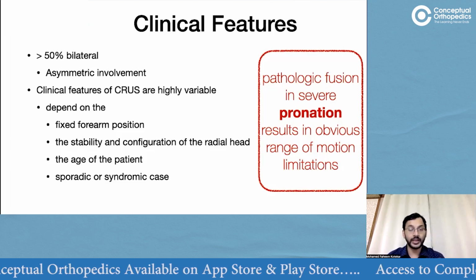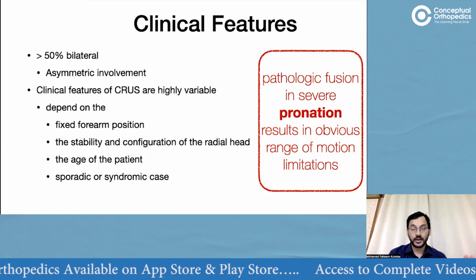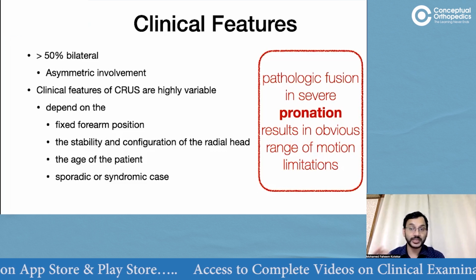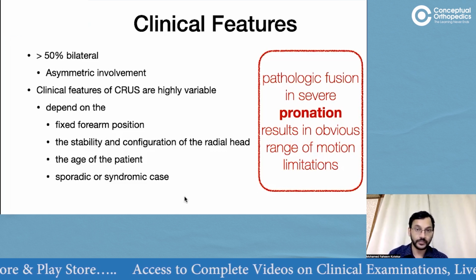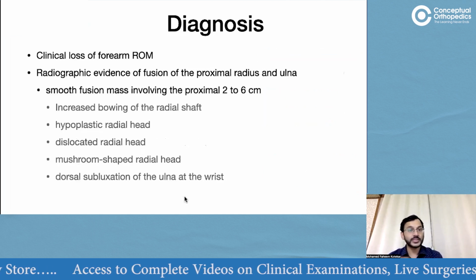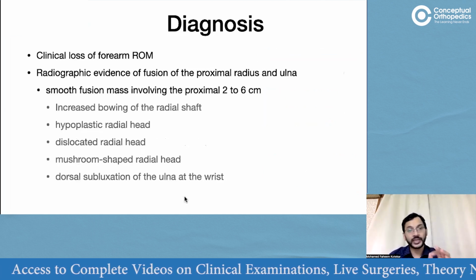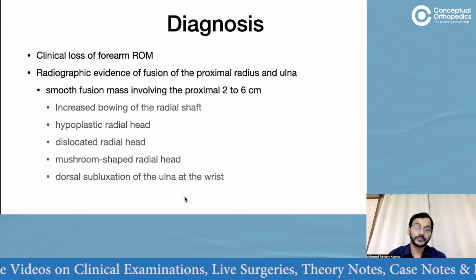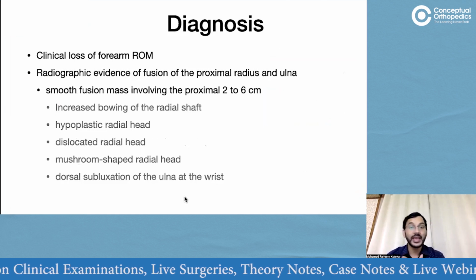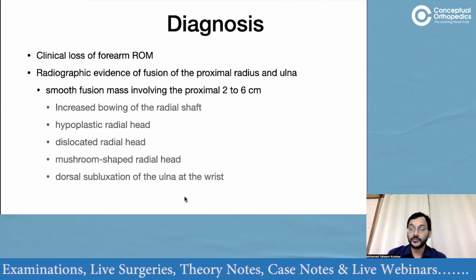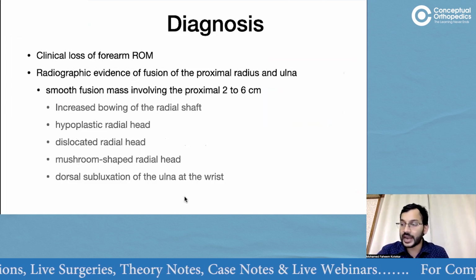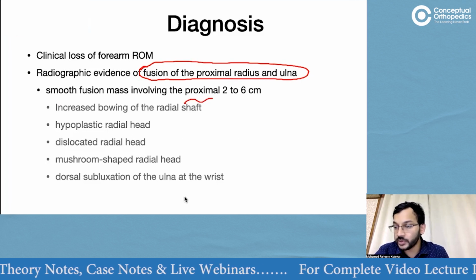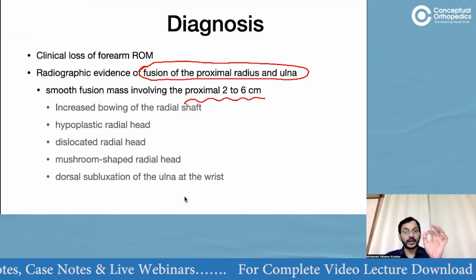Like we already assumed in the last slide, the more the pronation, the worse the patient is going to be with the activities of daily life. Now coming to the diagnosis, it's often clinical because of the loss of range of motion in the forearm. However, to make a definitive diagnosis, you require an X-ray where we will be able to see a fusion of the proximal radius and ulna, and this will be seen in the proximal 2 to 6 centimeters of the radioulnar joint.